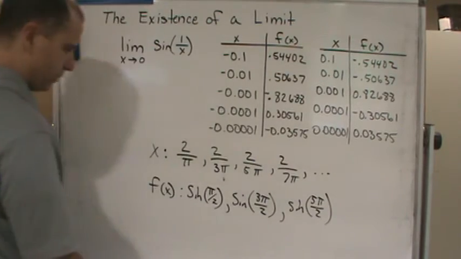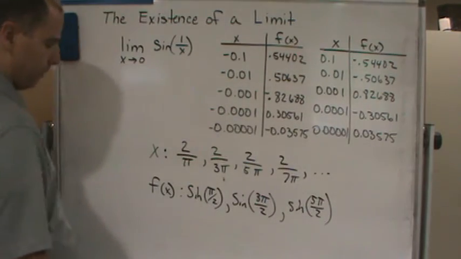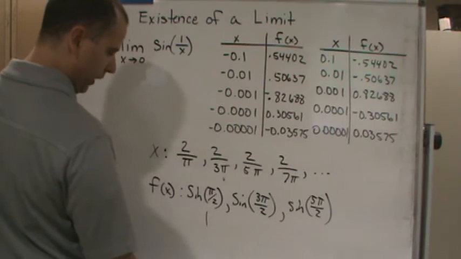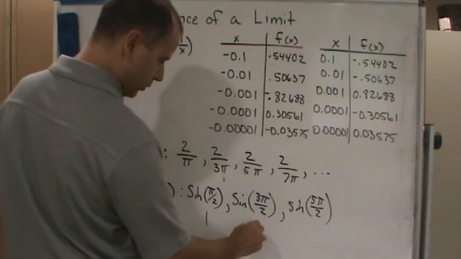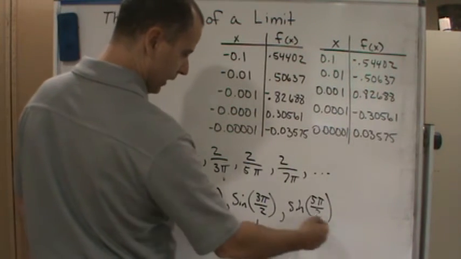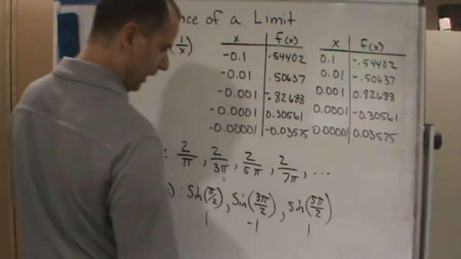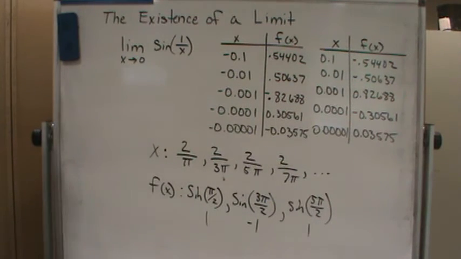And what happens is we get what? What's the sine of pi over 2? That's going to be 1. What's the sine of 3 pi over 2? That's negative 1. What's the sine of 5 pi over 2? That's 1 again. And so we can see absolutely that this does not have a limit because it's just bouncing back and forth between 1 and negative 1. Okay?